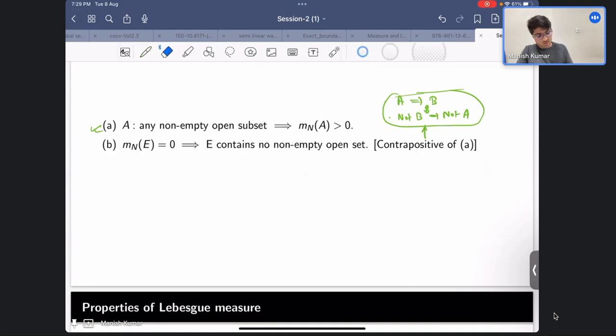So this is there. If something has measure 0, it cannot contain any non-empty open set.